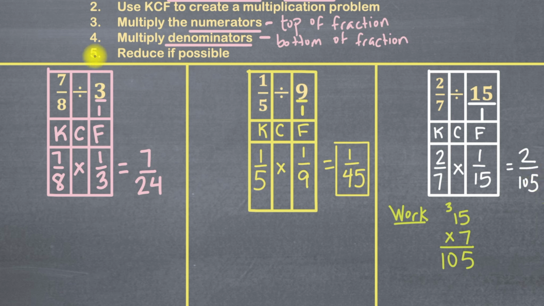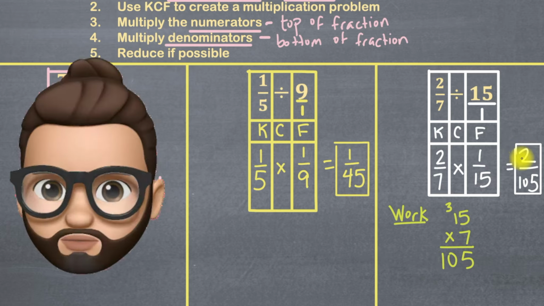Now we go to step 5, which is to reduce if possible, and that's not possible here because there's no number that can divide both 2 and 105. So therefore, our quotient of 2 over 7 divided by 15 over 1 is 2 over 105.